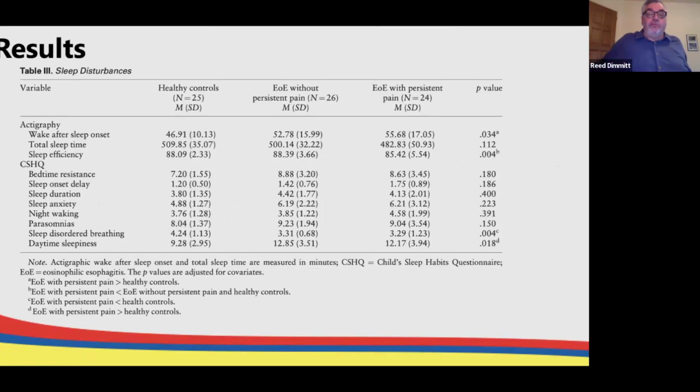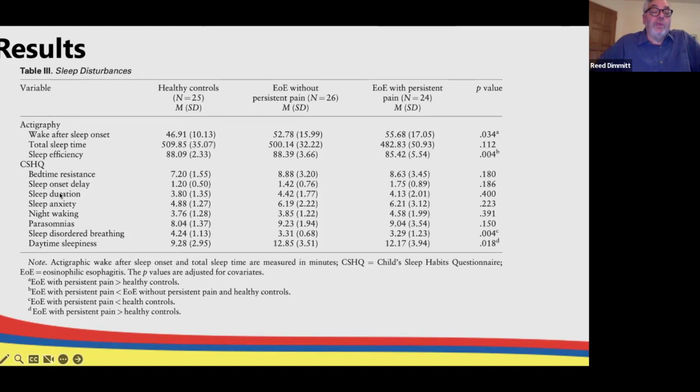So when it looked at sleep disturbances, there was also waking and sleep efficiency. Sleep efficiency across the board was much lower in the EOE with persistent pain. And we looked at different parameters across the board. But most of them were related, at least statistically, to sleep-disordered breathing, but also daytime sleepiness. And we'll talk a little bit about that as we get in there.